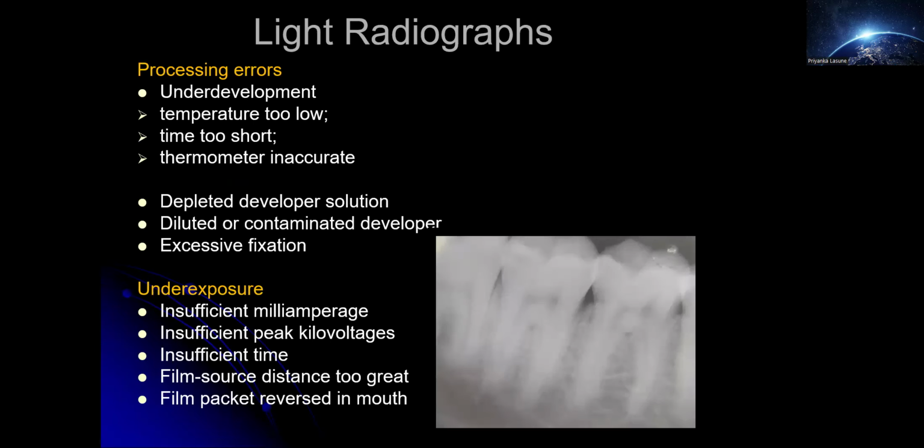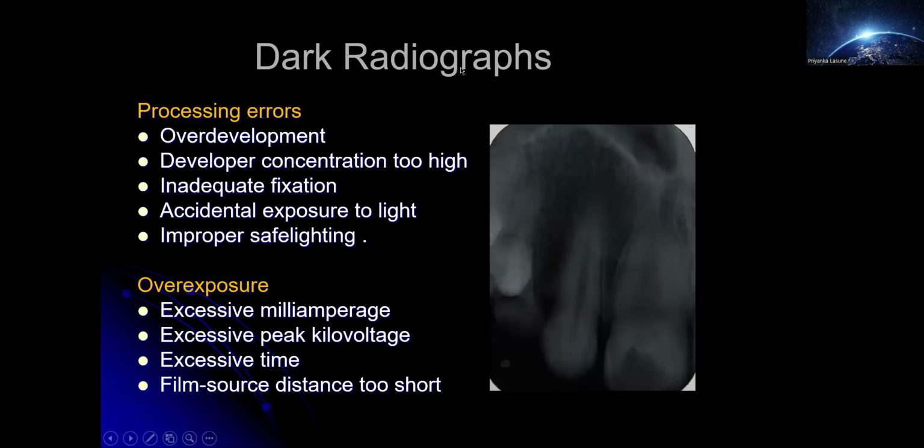properly. Coming to the processing faults. A light radiograph occurs due to underdevelopment, low temperature of the developing solution, short development time, or the development solution is depleted. Dark radiograph: processing errors, overdevelopment, or high contrast, inadequate fixation.